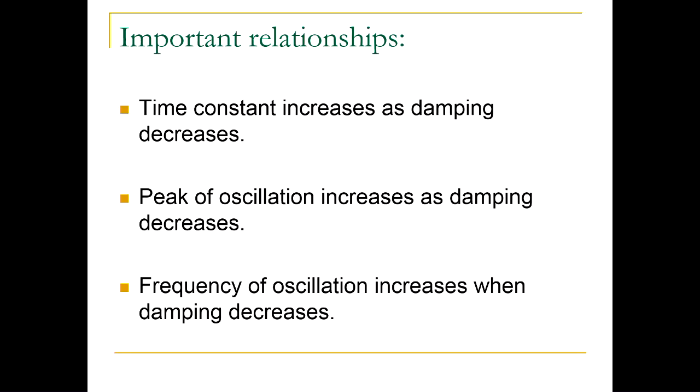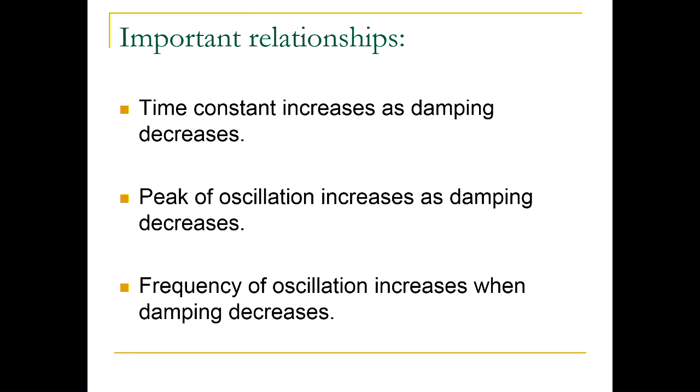All right, so just some relationships. Time constant increases as damping decreases. Why is that? Because we said time constant is related to that tangent at the envelope, and if time constant is larger, then the envelope is decaying more slowly, but that corresponds to less damping in the system. Right? Peak of oscillation increases as damping decreases.